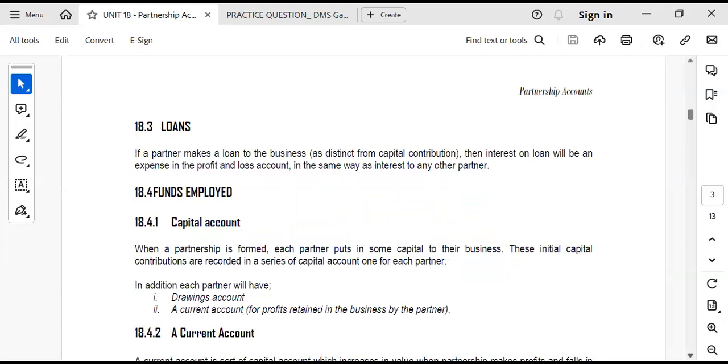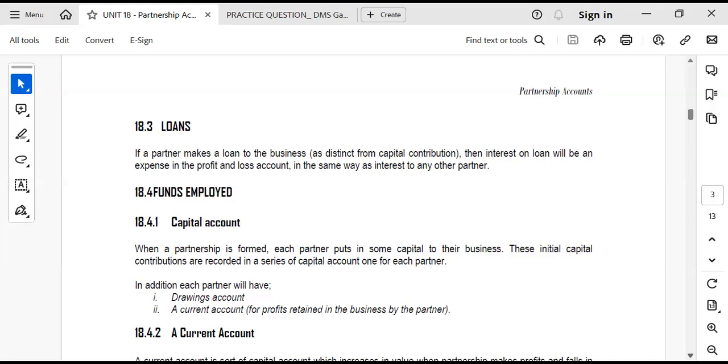Another thing the deed will also show is loans, to give the status on how loans will be treated. If a partner makes a loan to the business, that is usually different from a capital contribution, then the interest on the loan will be an expense in the profit and loss account in the same way as interest to any other party.